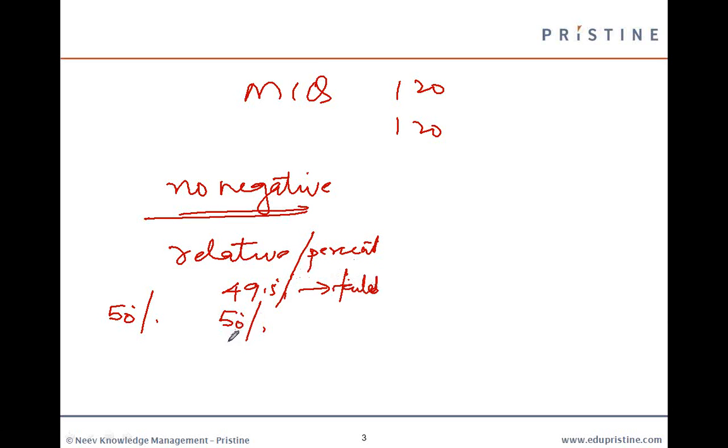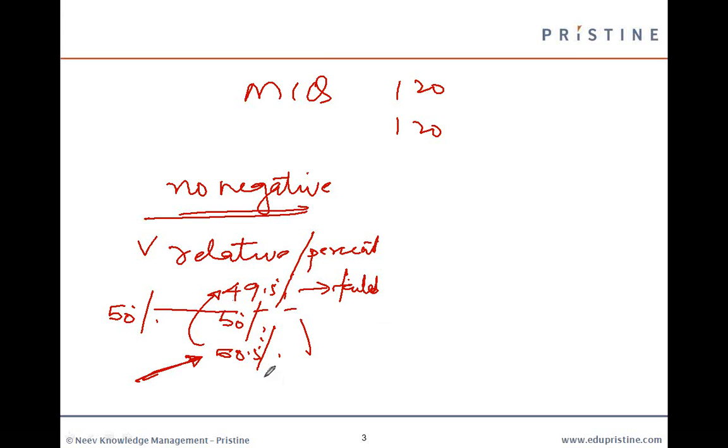Because let's say there are only 3 people who wrote the exam. One person got 50%, one person got 50.5%, another person got 49.5%. The topper himself got 50.5%. He's not so different from the person who got 49.5%. But if you have absolute marking, only these 2 people make it. 49.5 is marked failed. That is unfortunate, right? That's why you have this concept of relative valuation.